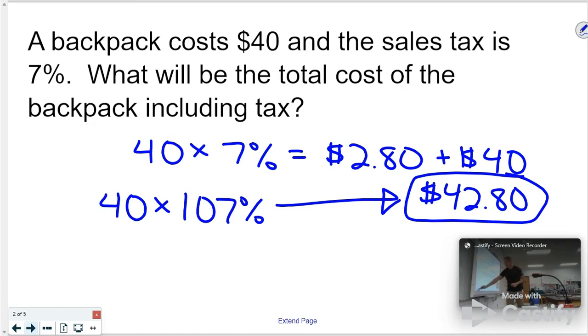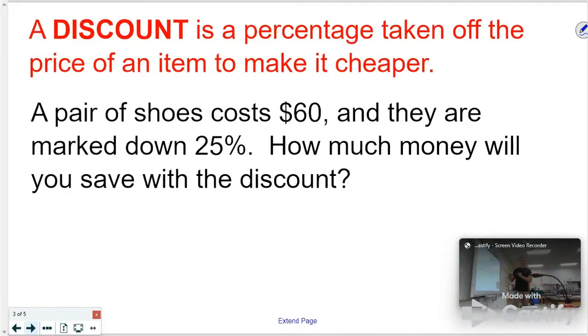All right, next we're going to talk about a discount, and that's a percentage that's taken off of the price of an item, which is going to make it cheaper. It's going to be less expensive. So if you're going to get a pair of shoes that normally cost $60 and they're marked down 25%, and you were interested in, well, how much money is that discount going to save you?